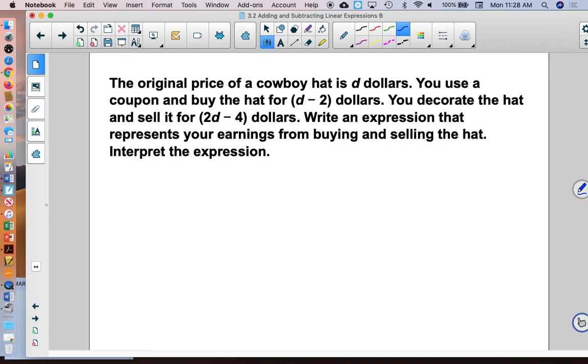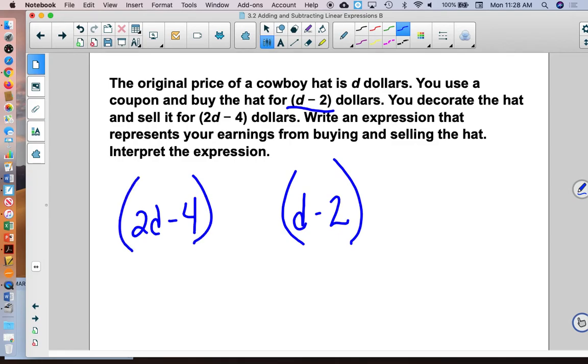Okay, so how much does the hat cost you? What's it say it cost you? That's one expression. How much are you selling it for? Now, are you selling it for more than you gave? You wouldn't sell it for less than you gave for it, would you? So if you want to know how much profit you get, you take the price you sold it for and subtract out the price you gave. Do you agree?